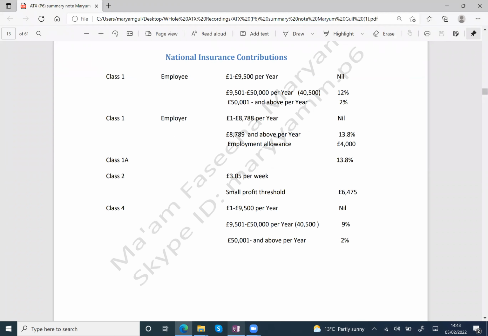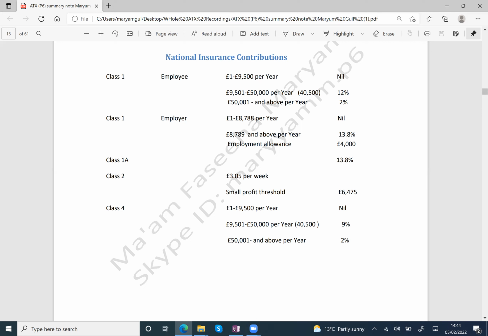Next, class 1A. Class 1A is paid only by the employer on non-cash benefits. You can write down in your notes: class 1A on non-cash benefits, and class 1 employee and employer on salary, bonus, excess mileage allowance. So the class 1A employer will pay on non-cash benefits and there is no band. Directly you have to add all the non-cash benefits, car benefit, fuel, accommodation, van, etc. Add all these and directly apply the 13.8% rate. So there is no band.